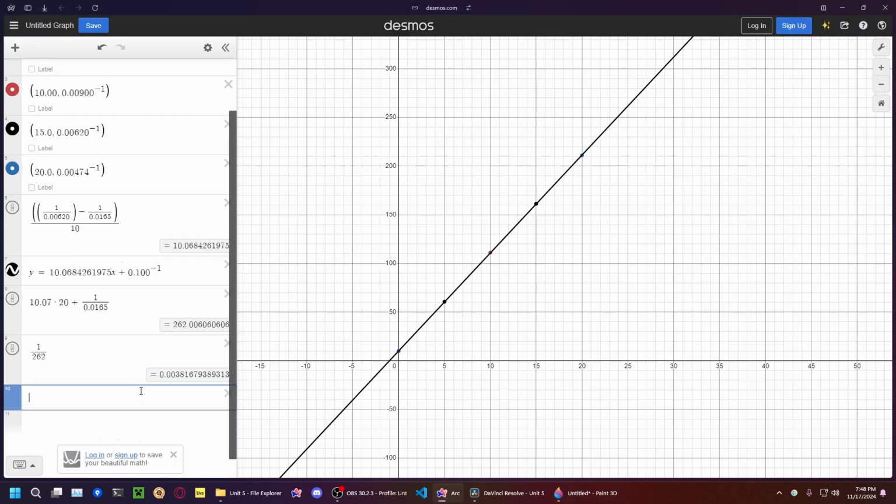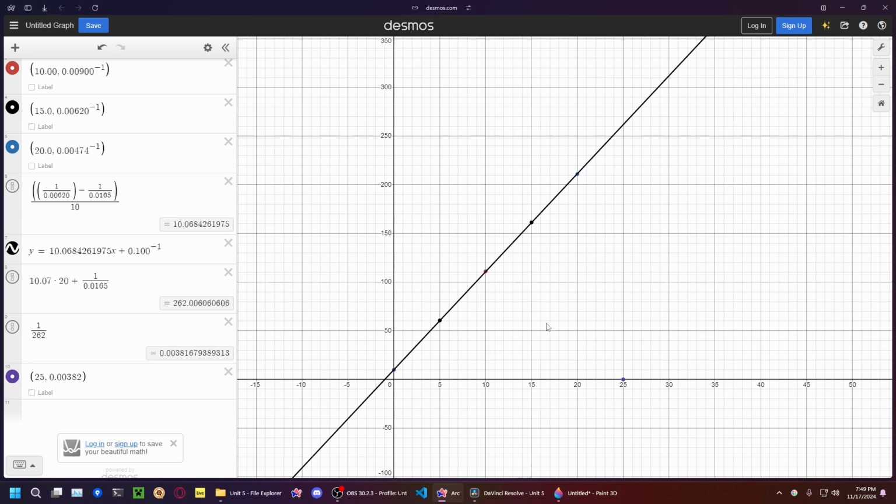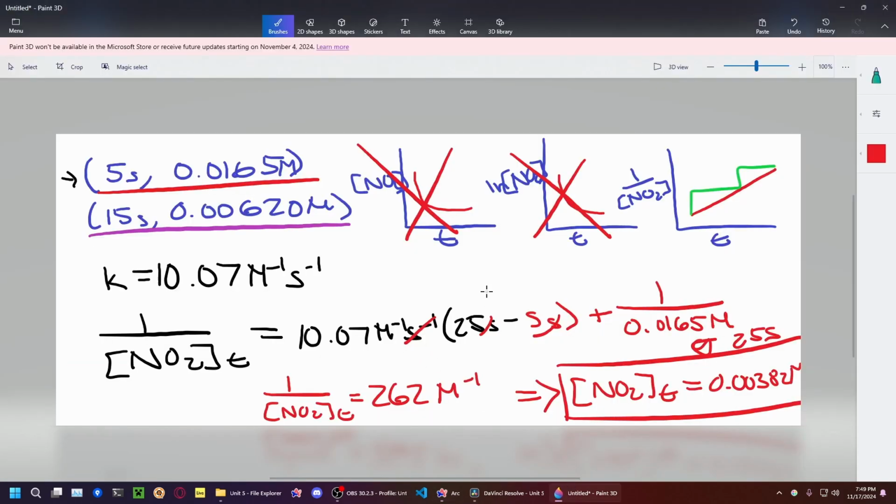And to check, what I can do is plug this into my calculator. At time 25 seconds, it has to be 0.00382. And recall that we are graphing the inverse concentration versus time. So if I raise this to the -1, it's the same as inverse, and see it falls directly on that line. So those are the steps to get from your graph to your individual points, to finding the reactant order, to finding your slope or your rate constant K, and then finding your concentration at an unknown time.